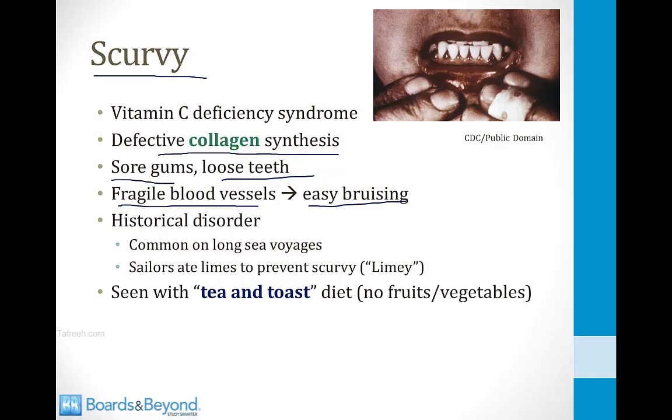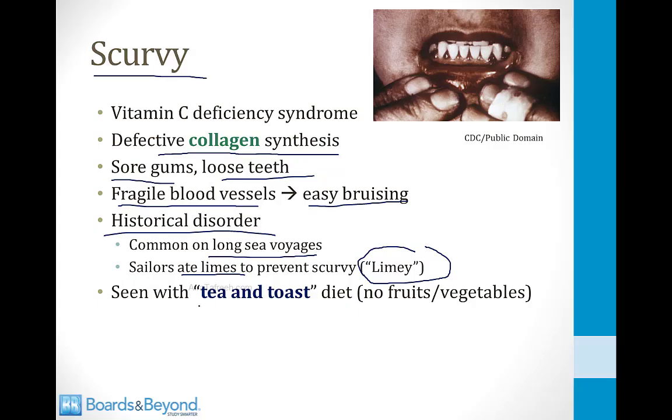Scurvy is a very important disorder from a historical perspective. It was very common on long sea voyages. On long sea voyages, sailors would not get any fruits and vegetables, and they would develop scurvy, and they would often die. As a result, when sailors were at port, they would eat lots of limes, which contained vitamin C. And this is why you will sometimes see old movies where they call pirates or sailors a limey, and that's because those people were always eating limes to try and stock up on vitamin C before they went out to sea for a long period of time.